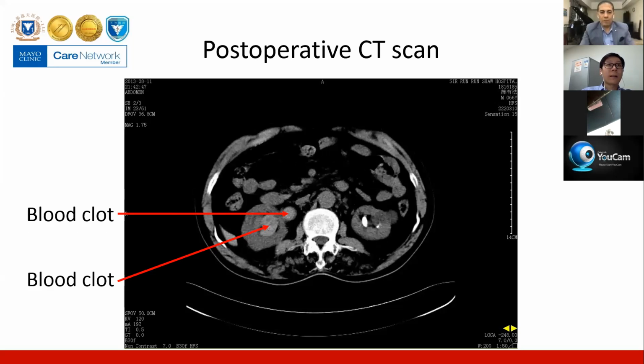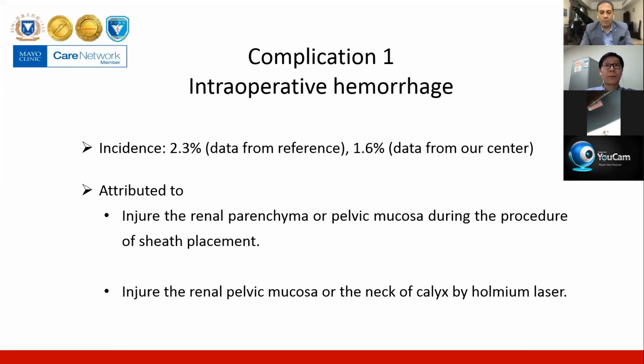So now let's discuss this complication. We call it intraoperative hemorrhage. It usually means kidney bleeding during the procedure. The reference reported the incidence is 2.3%, and the data from our center is 1.6%. Usually it is caused by injury of the renal parenchyma or pelvic mucosa during sheath placement, just like the case we discussed before.